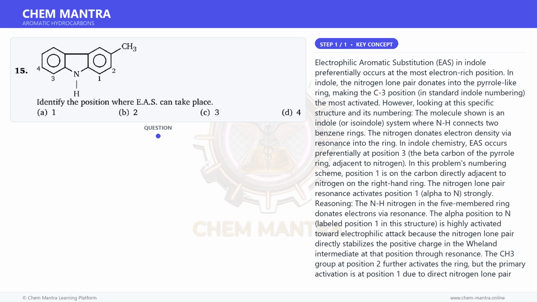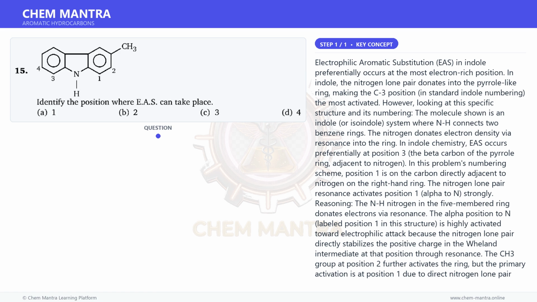where NH connects to benzene rings. The nitrogen donates electron density via resonance into the ring. In indole chemistry, EAS occurs preferentially at position 3, the beta carbon of the pyrrole ring adjacent to nitrogen. In this problem's numbering scheme, position 1 is on the carbon directly adjacent to nitrogen on the right-hand ring.